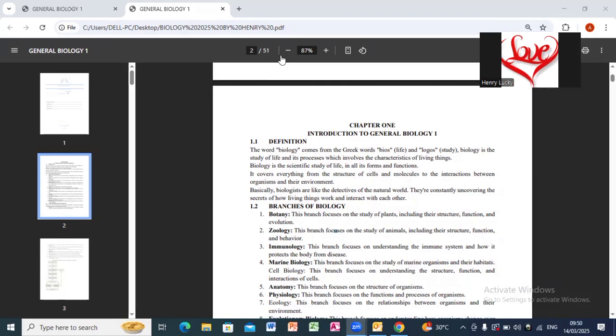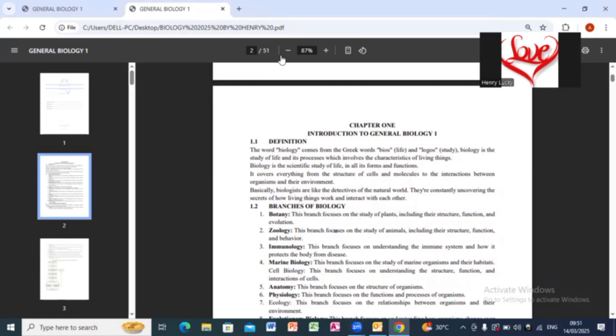Now, let's have a quick introduction to what biology is all about. The word biology comes from a Greek word, bios, which means life, and logos, which means study. Biology is the study of life and its processes, which involve the characteristics of living things.